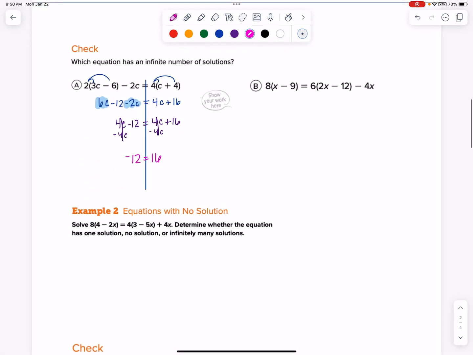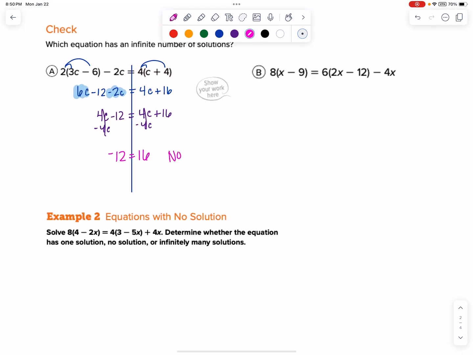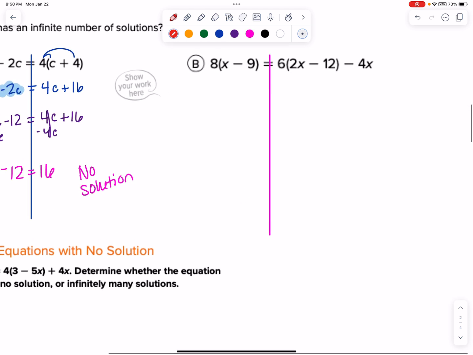So this one is not the answer. Let's go ahead and write what this is, though. This one is no solution, which means we hope that this one is the infinite. So let's test it out to be sure. So we're going to distribute so that we can simplify and combine like terms. And we have an 8x minus 9, and we're going to hope that this side creates 8x minus 9.